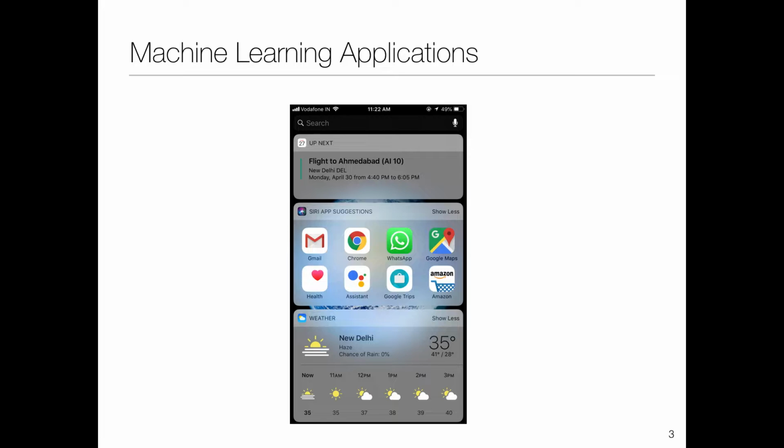The second thing is Siri app suggestions. So Siri is now telling me which is the app I'm most likely to use next. So this is one specific part of machine learning called recommender systems.